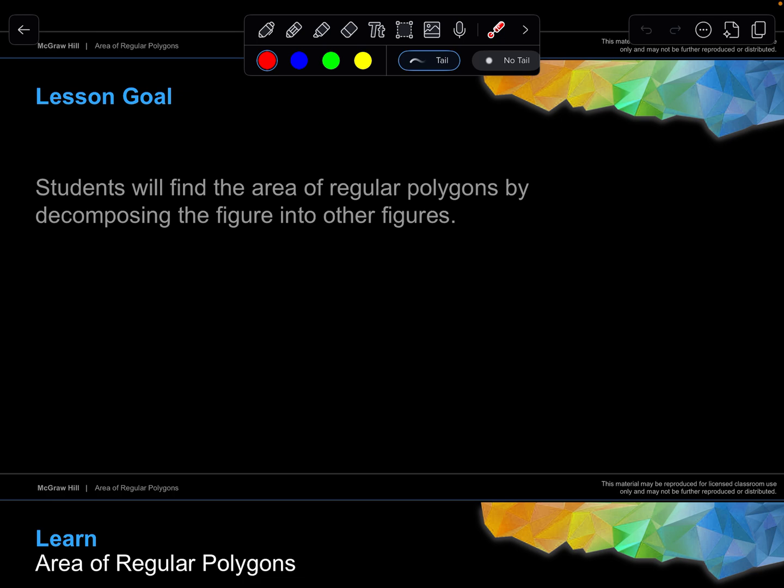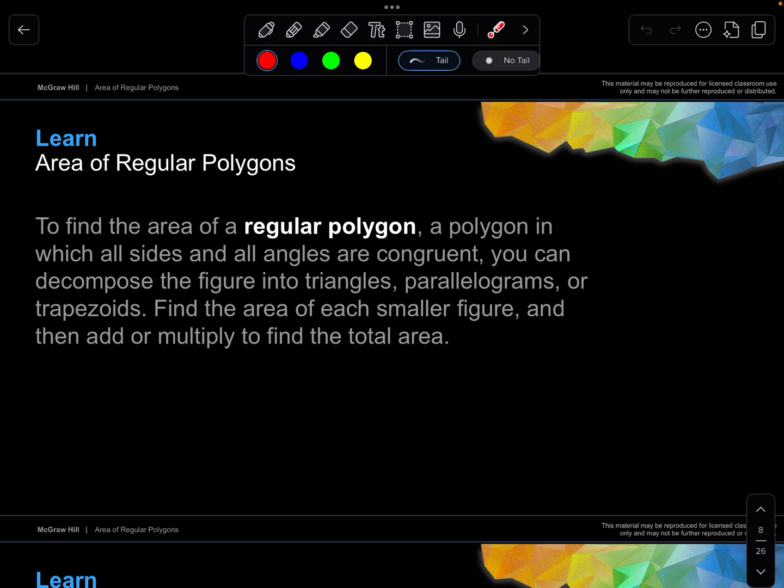Now we've kind of done this before. So first off, before we start, what is a regular polygon? A regular polygon is a polygon which has all sides and angles of equal length and measure. So to find the area of a regular polygon in which all sides and all angles are congruent, we can decompose the figure into triangles, parallelograms, or trapezoids, and then we find the area of each smaller figure, and then we add or multiply as needed to find the total area.